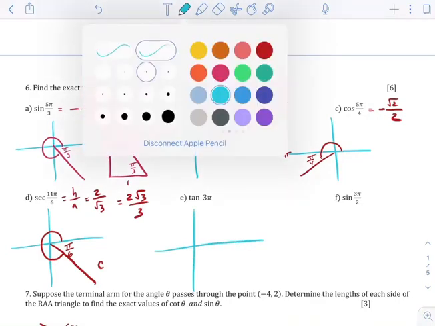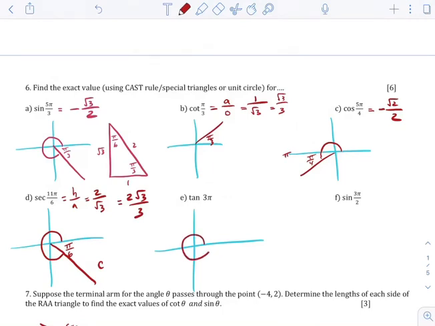Tan 3 pi. Well, that just means we went around 1 full circle. Right, 2 pi plus another pi for the 3 pi right here. So on our unit circle, I know that that point is at negative 1 and 0. I also know that tan is sine over cos. Sine are the y values and cos are the x values. So of that point that we have there, the y value is 0. The x value is negative 1, which works out to be 0.